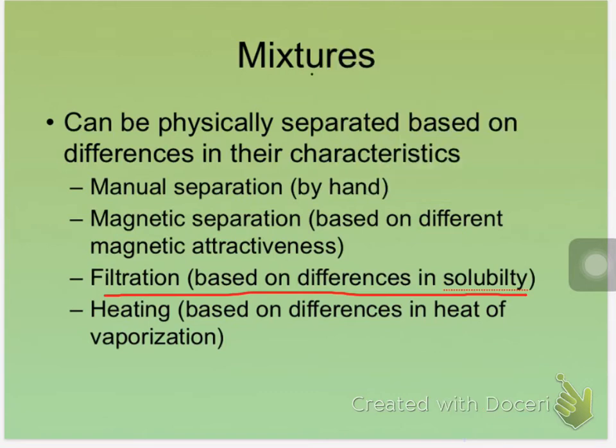The final method for physically separating a mixture is heating based on differences in their heat of vaporization. If two substances boil, go from a liquid to a vapor at different temperatures, or sublime, go from a solid to a gas at different temperatures, then we can take advantage of that to heat them above the point at which one will vaporize. What does that look like?